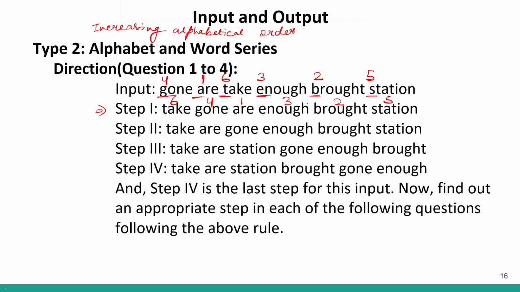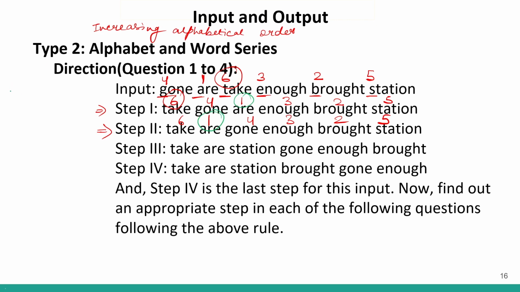So this arrangement remains the same. 4, 1, 3, 2, 5 remain the same. Only 6 has been taken on the outside. Okay. In step 2, the arrangement becomes 6, 1, 4, 3, 2, and 5. So now I can see the position of 1 has changed. 1 has been taken to the left end.